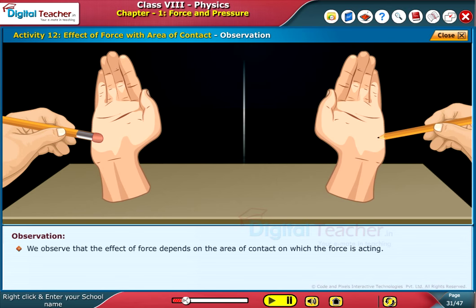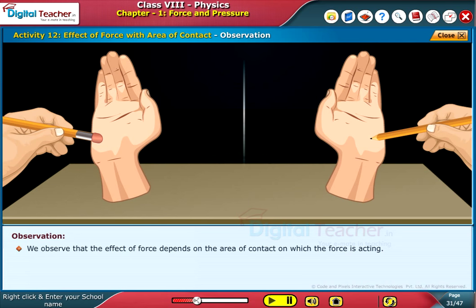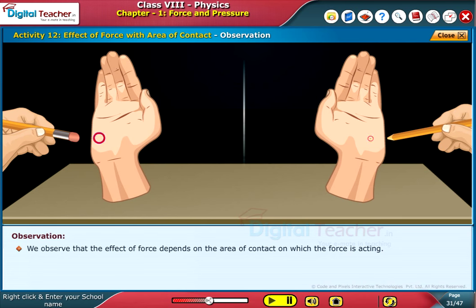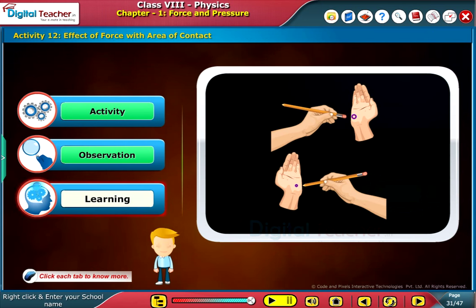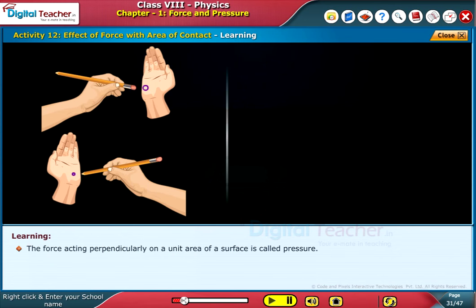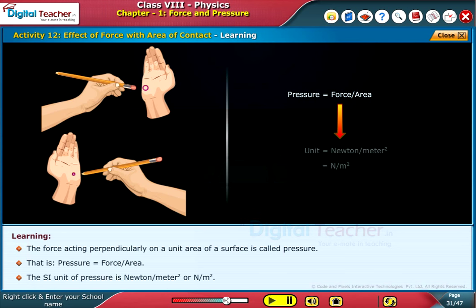We observe that the effect of force depends on the area of contact on which the force is acting. When there is a decrease in the area of contact of the force or load, then the effect of force increases and vice versa. The force acting perpendicularly on a unit area of a surface is called pressure. That is, pressure is equal to force by area. The SI unit of pressure is Newton per meter square, or N by m square.